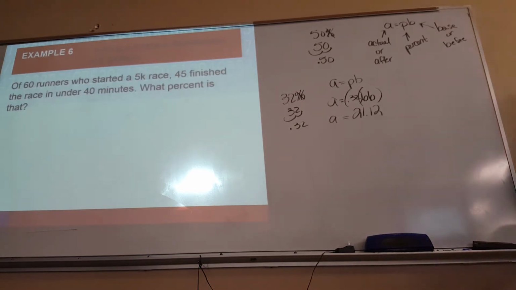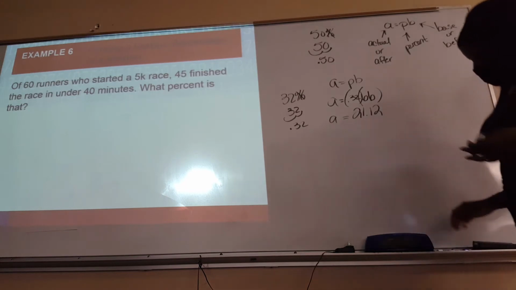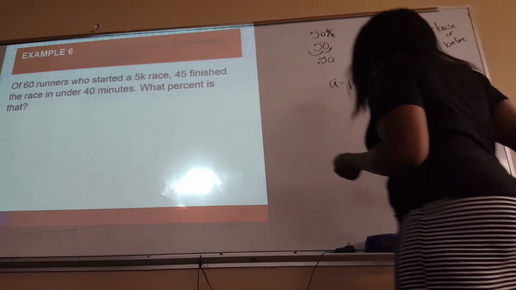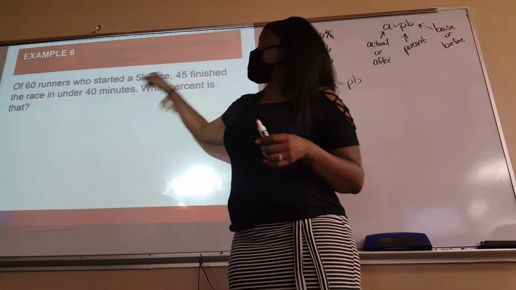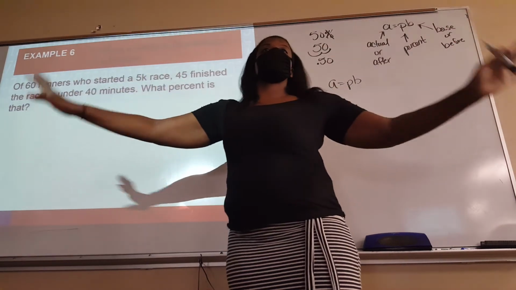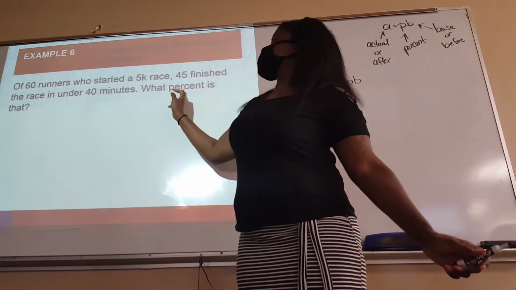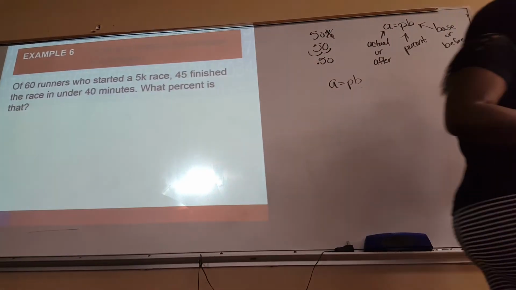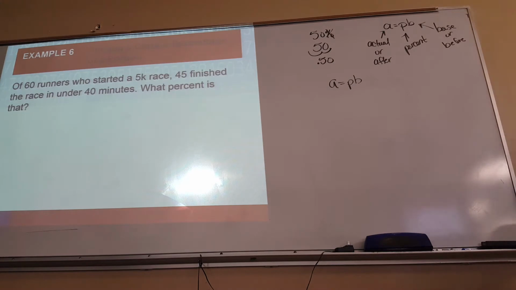So the next one says, of 60 runners who started the 5K race, 45 finished the race in under 40 minutes. What percent is that? So I want you to take a minute and assess those words and use your equation. Now, the one thing I need you to understand is this. It says they finished the race in under 40 minutes. 40 minutes has nothing to do with the problem. We're looking for a percent, and we need to have the what? A base and an actual. You still using the same equation?